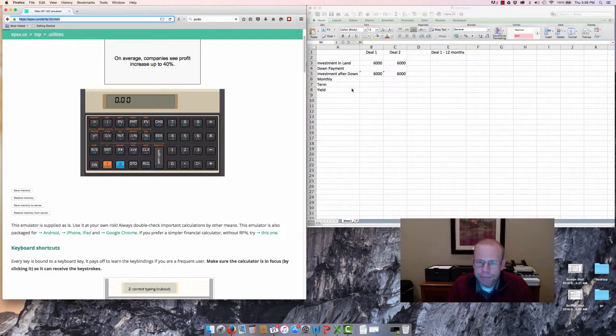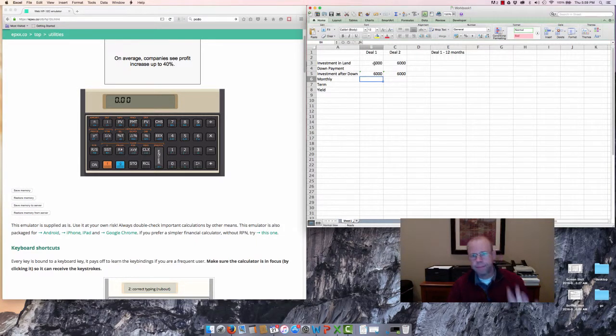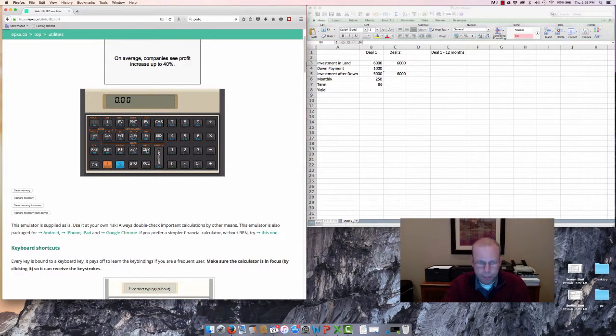So the deal I was explaining yesterday: I have $6,000 invested in the property, and I was looking for $1,000 down. That would mean that after the down payment is received, I would have $5,000 invested in this property. Part of this deal was that my monthly payment was going to be $250 a month, and the term was 96 months. I was showing the way you calculate your annual return, which is the number I look at.